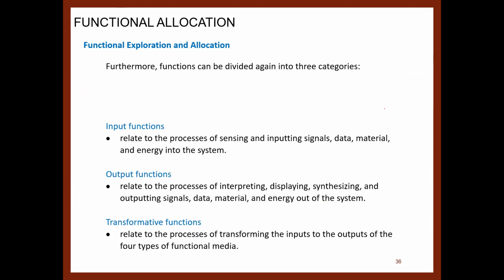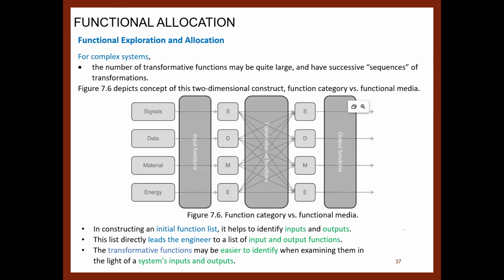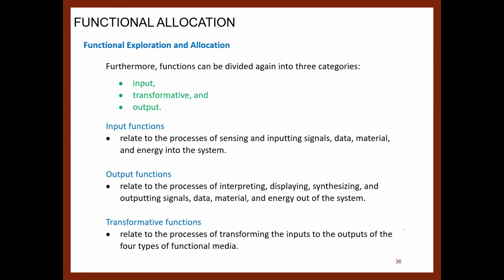Furthermore, functions can be divided again into three categories: input, transformative, and output. And that's what we saw for the coffee maker example, right? So we have input, transformative, and output. Input functions relate to the processes of sensing and inputting signals, data, material, and energy. Output functions relate to the processes of interpreting, displaying, synthesizing, and outputting signals, data, material, and energy out of the system. And then the transformative functions relate to the processes of transforming inputs to the outputs of the four types of functional media.